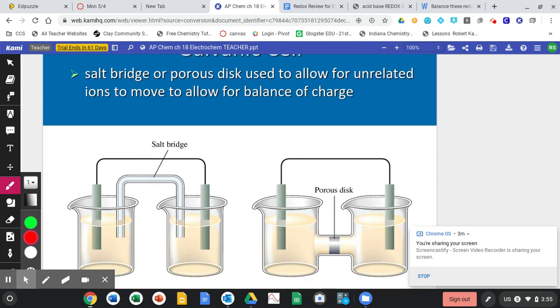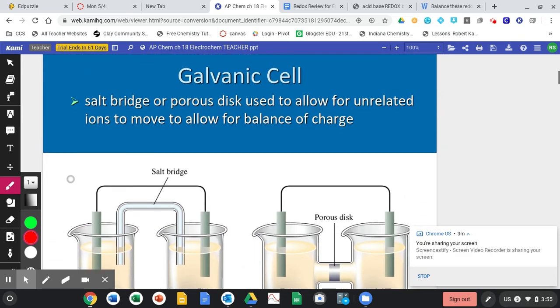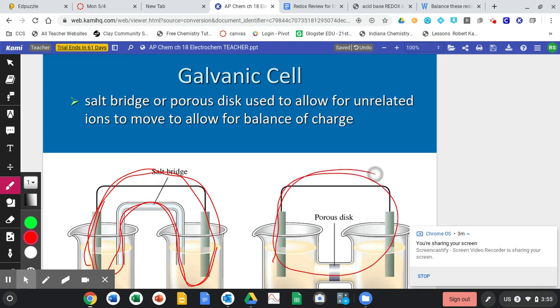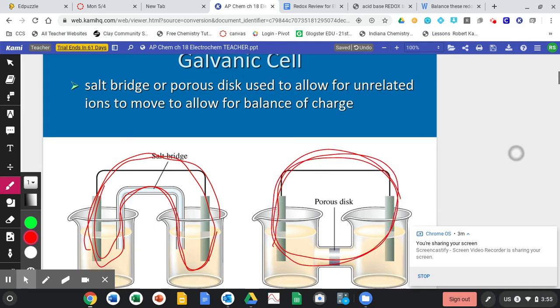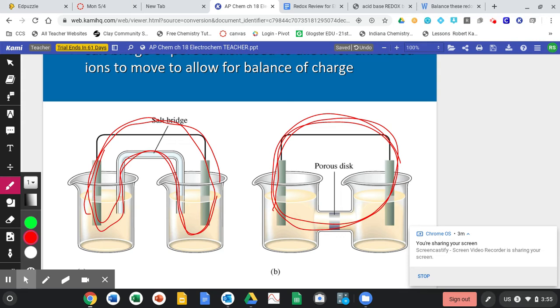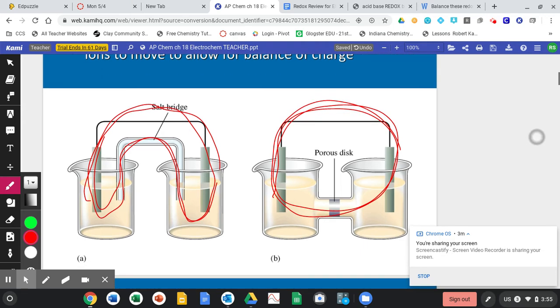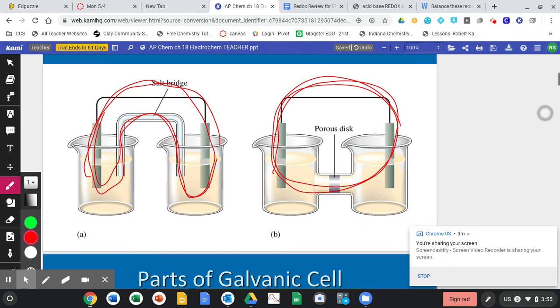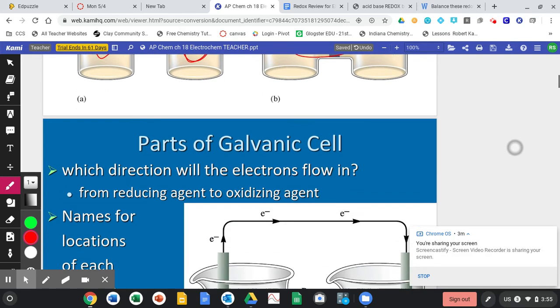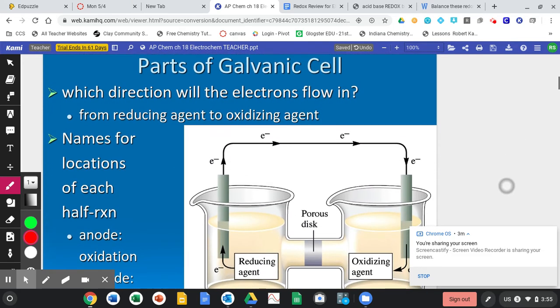A salt bridge: you have to complete the circuit. And to complete the circuit, you have to have a complete circle for things to travel in, right? Otherwise, you've got an open circuit. And then here's the complete circuit on this one if you have a porous disc. That's what the complete circuits can look like. So you either have to have a salt bridge or two cells next to each other with something porous in between to separate them.